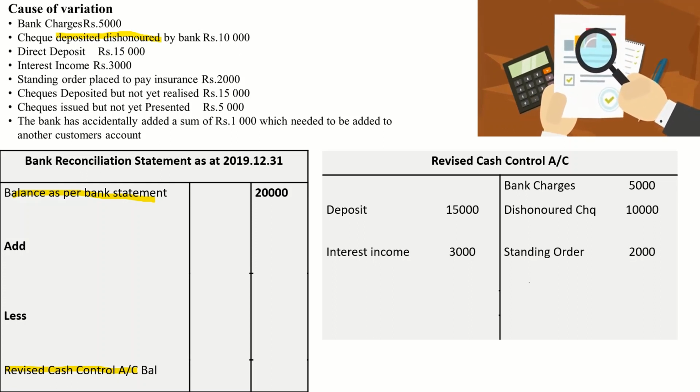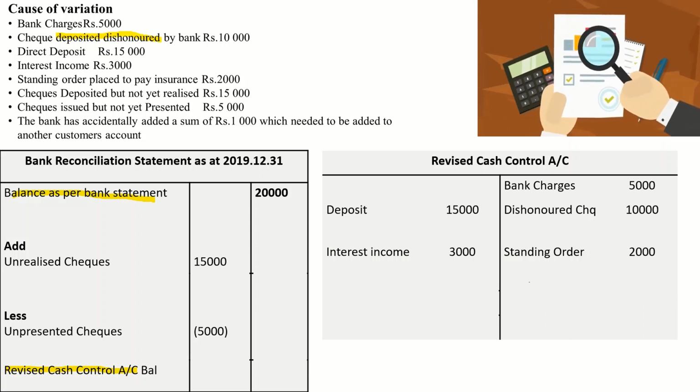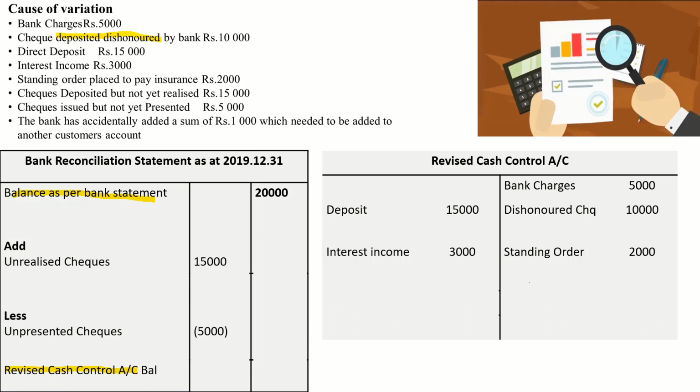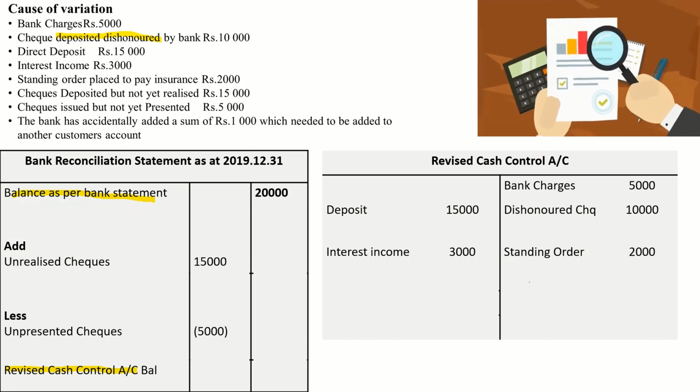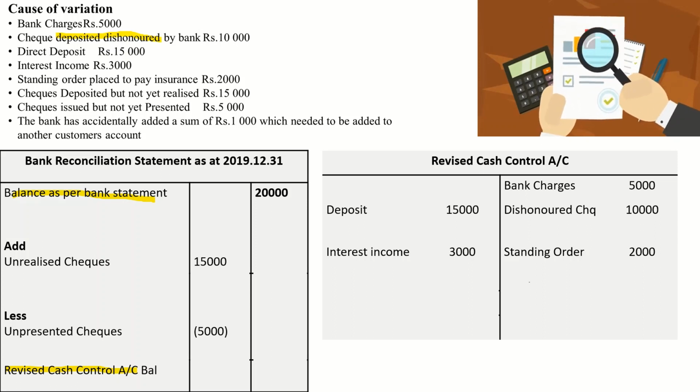Checks deposited not yet realized rupees 15,000. So here, since you are doing the reconciliation statement backwards, you need to add the unrealized checks. So unrealized checks rupees 15,000, and checks not presented you need to deduct, so checks not presented rupees 5,000. Then bank has accidentally added a sum of rupees 1,000. If we are doing the reconciliation statement in the normal way, we need to add it, but since we are doing it backwards, you need to deduct it, so bank error 1,000.